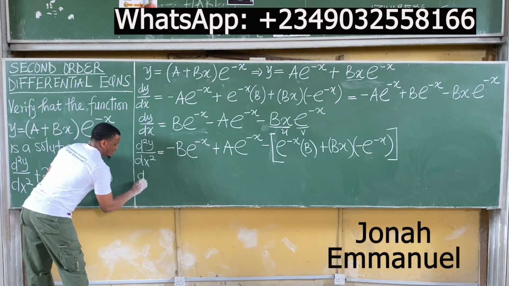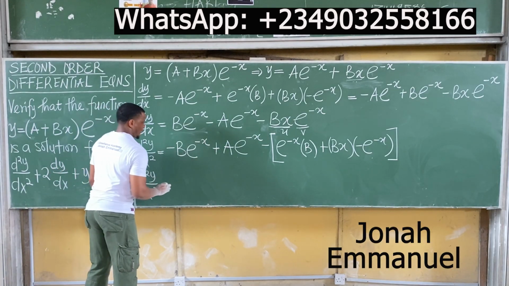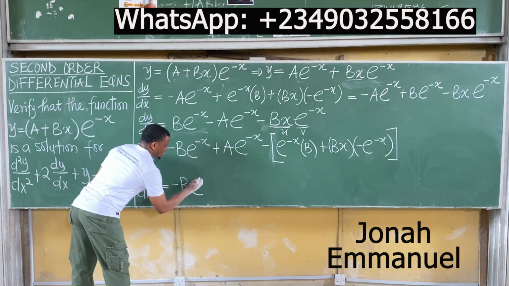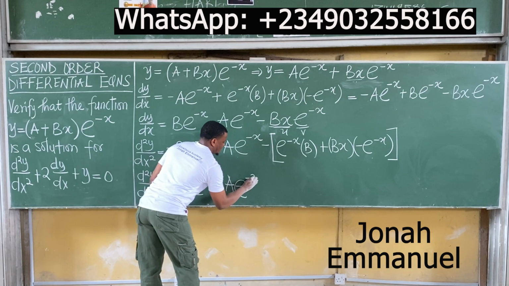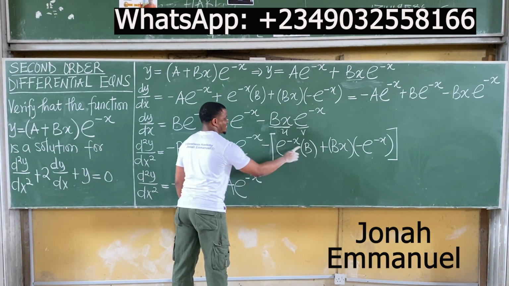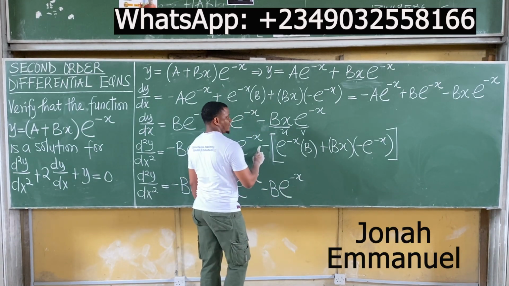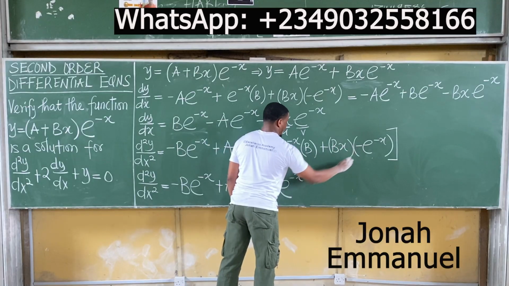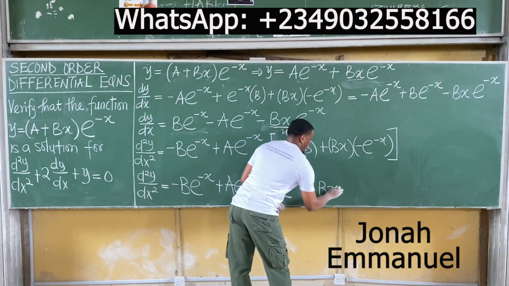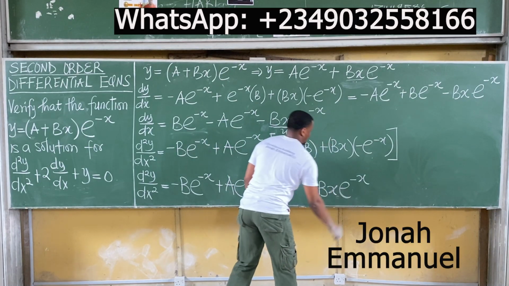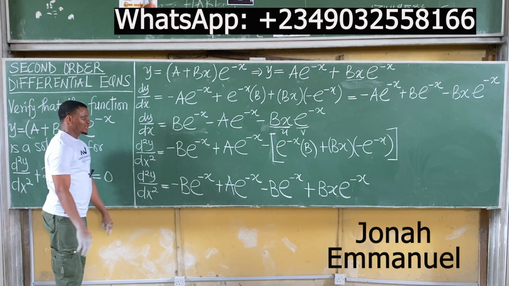From here, you have that d squared y over dx squared is equal to, what do I have here? Minus b exponential minus x plus a exponential minus x minus, times b, minus b exponential minus x, minus times plus, minus times minus, plus this one here, bx exponential minus x. Again, you can say bring the positive first, but let's not stress about it.